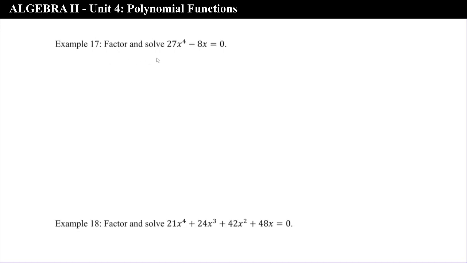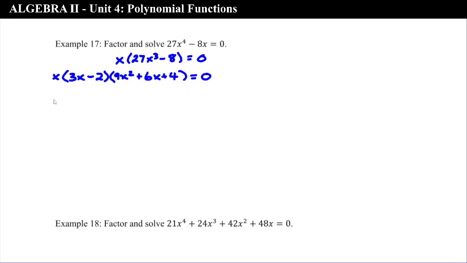So again, the first thing you want to do is see if there's anything you can factor out, and there indeed is. We can factor an x out, and that's going to leave us with 27x to the third minus 8 equals 0. Well, this is a difference of cubes, so that front x is going to hang out. We got 27. Cube root of 27 is 3. Cube root of x cubed is x. Cube root of 8 is 2. And then we're going to square the a, so that's 9x squared plus 6x plus 4.